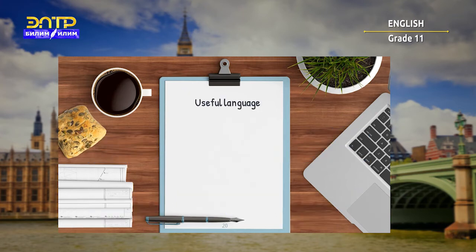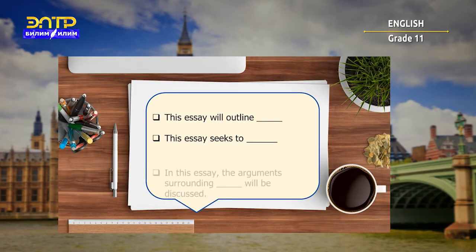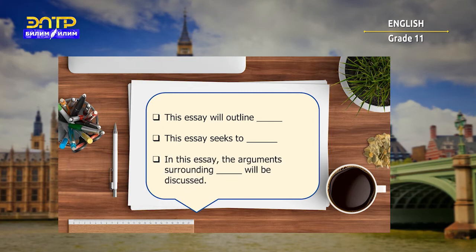While it's not advisable to memorize entire sentences, it's good to have a stock of phrases that you can use to join ideas and make your writing flow more naturally. Here are some examples. Introduction: This essay will outline. This essay seeks to. In this essay, the arguments surrounding will be discussed.